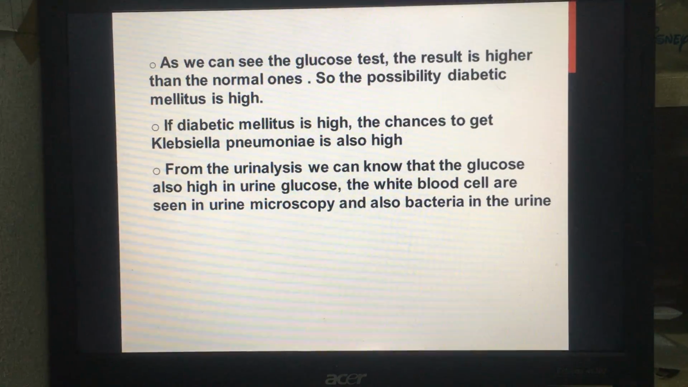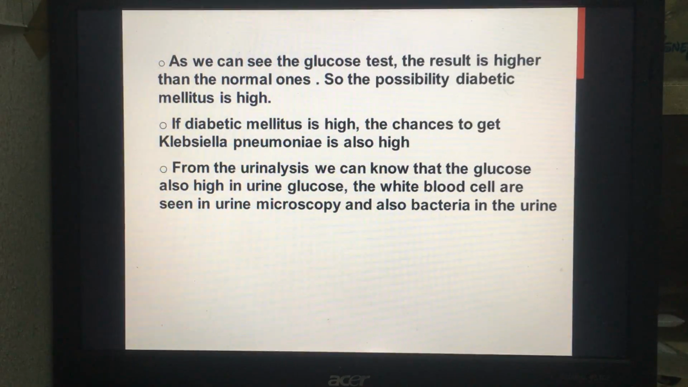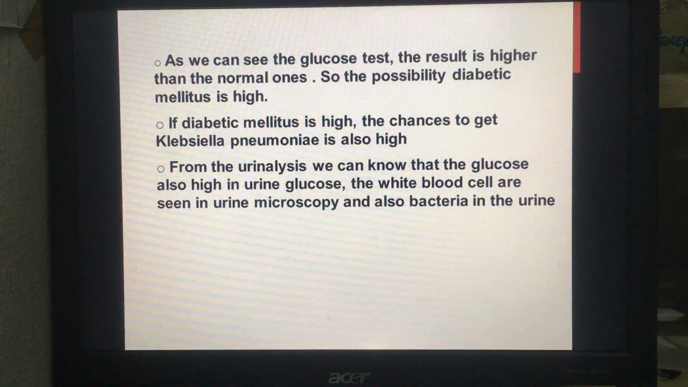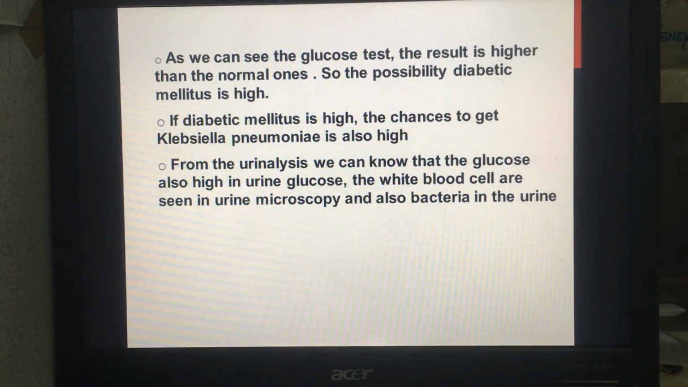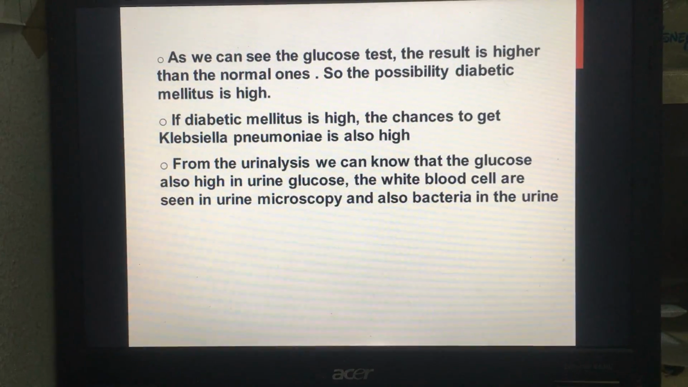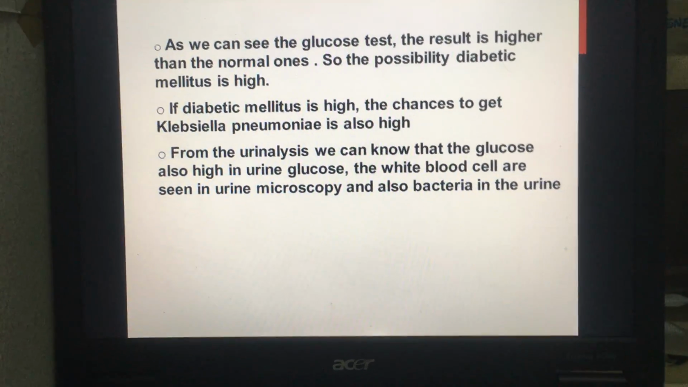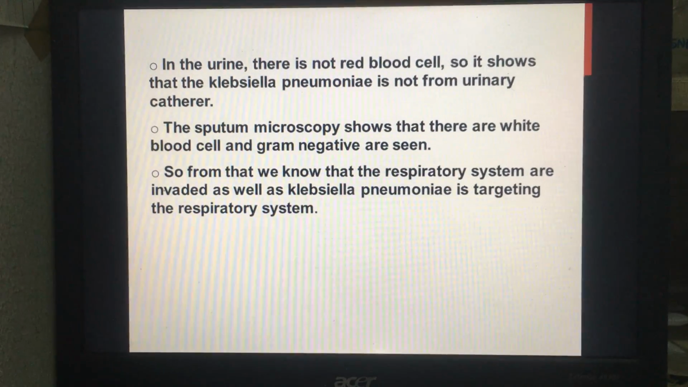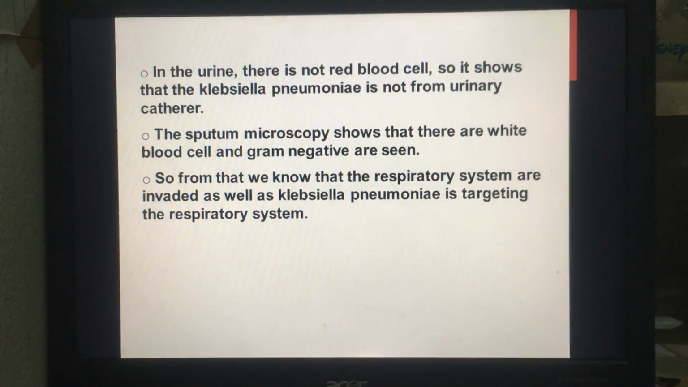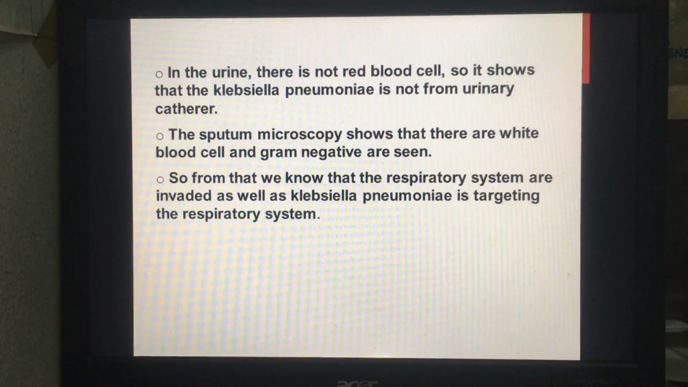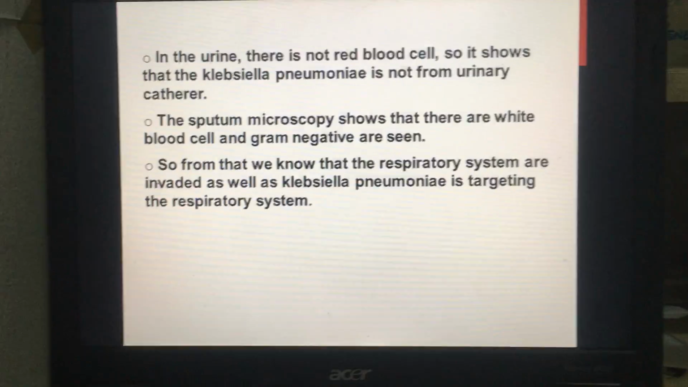Okay, if diabetes mellitus is present, the chance of Klebsiella pneumoniae is also high. Okay, from that we can show the proof in the urinalysis that the glucose is also high. You can see the urine glucose is high, and the white blood cells in urine, and also we can see bacteria in urine. Okay, next. In urine there are no red blood cells. It shows that Klebsiella pneumoniae is not from the urinary catheter.